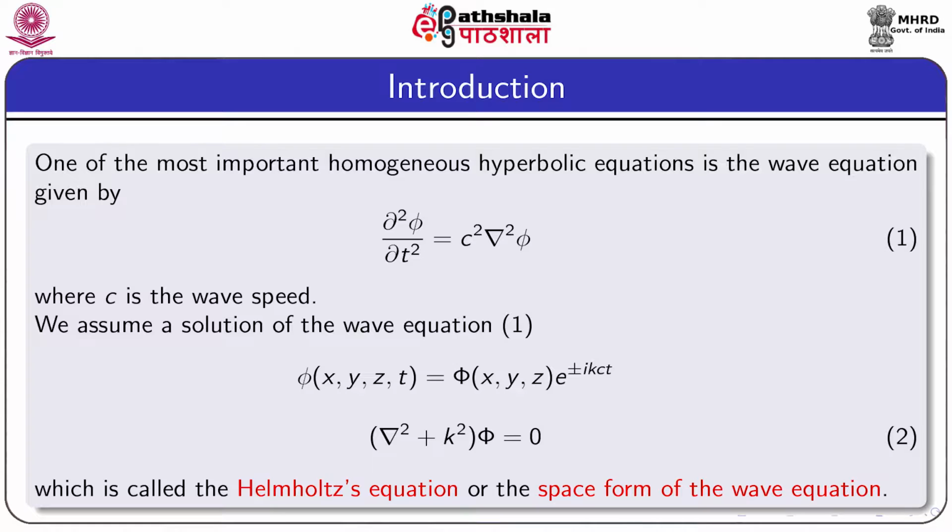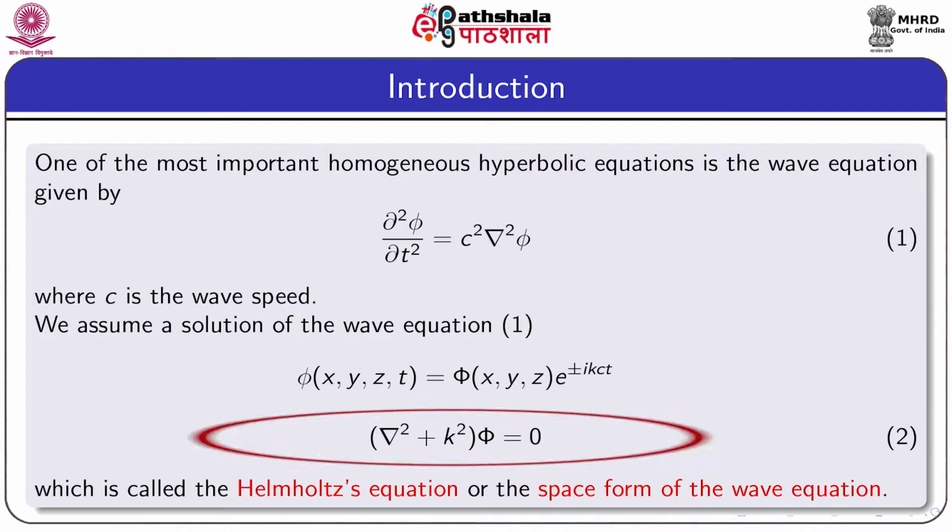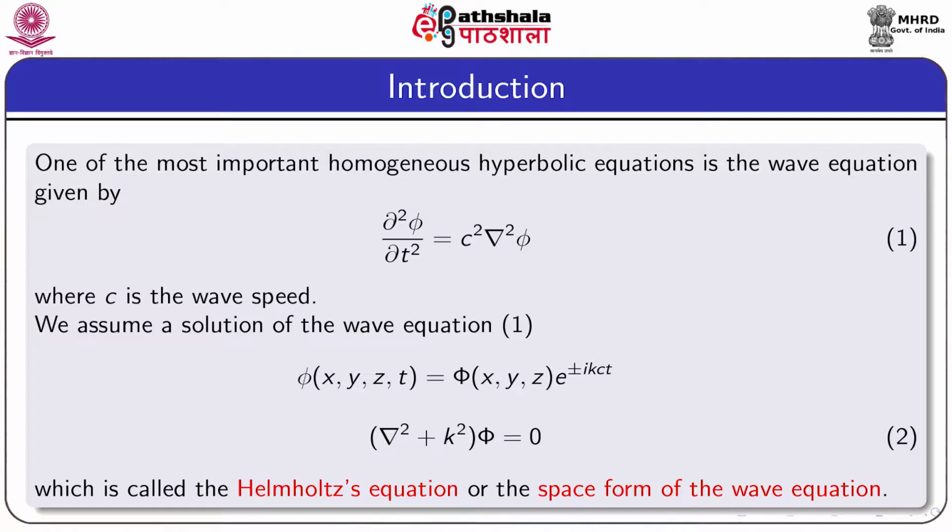Now, if we assume a solution of equation 1 in the form small phi equals capital phi times e to the power i k c t, that means we are assuming a periodic solution in time of equation 1, then substituting this in equation 1, we get an equation which is written in equation number 2, grad square plus k square phi equals 0, and this special equation is called the Helmholtz equation or the space form of the wave equation.